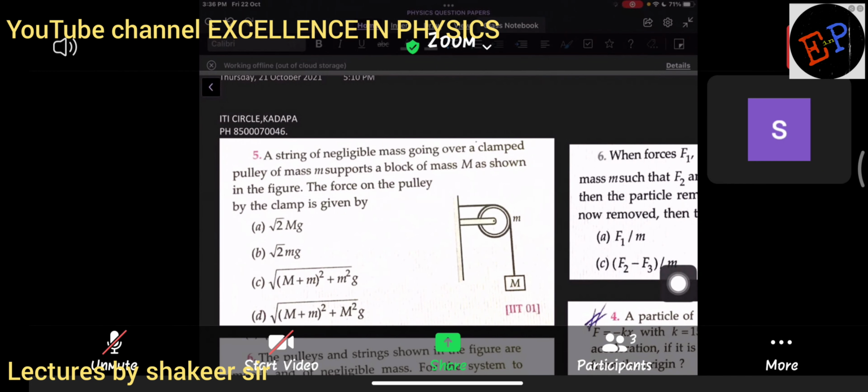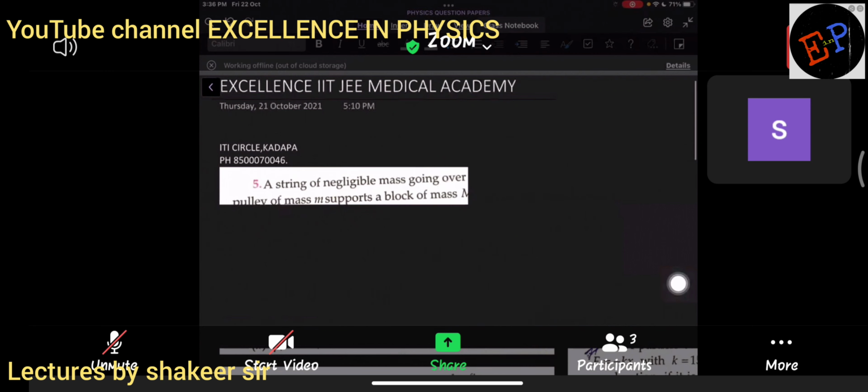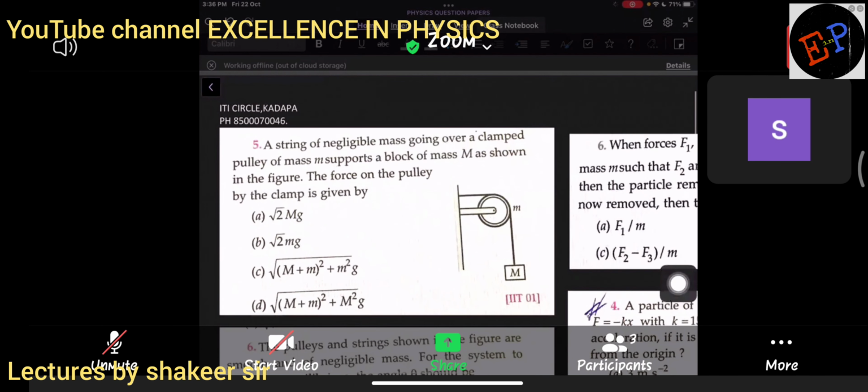So, fifth question. A string of negligible mass going over a clamped pulley of mass m supports a block of mass capital M as shown in the figure. Then, what is the force on the pulley by the clamp? Are you able to understand? So, clamp will give how much force on the pulley? That is the question. First of all, why will the clamp give force on the pulley?